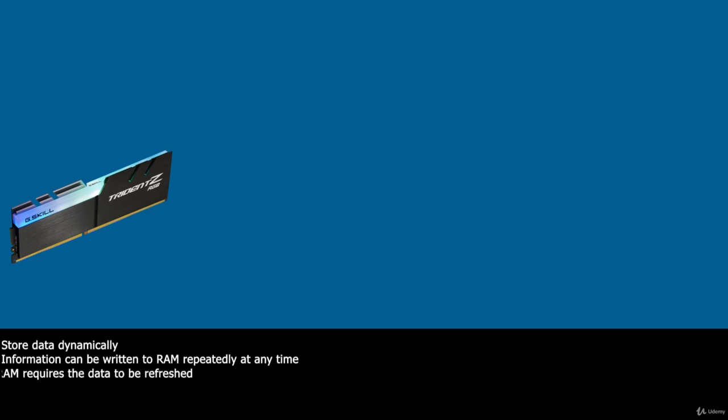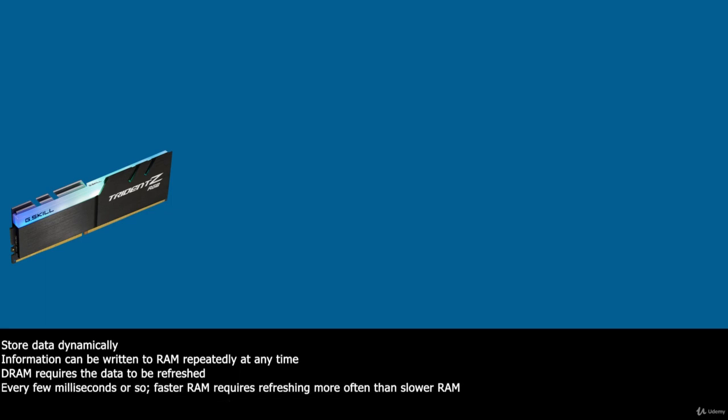Over the years, the definition of RAM has changed from a simple acronym to become something that means the primary memory workspace the processor uses to run programs, which usually is constructed out of a type of chip called dynamic RAM. One of the characteristics of DRAM chips, and therefore most types of RAM in general, is that they store data dynamically, which really has two meanings. One meaning is that the information can be written to RAM repeatedly at any time. The other has to do with the fact that DRAM requires the data to be refreshed every few milliseconds or so. Faster RAM requires refreshing more often than slower RAM.